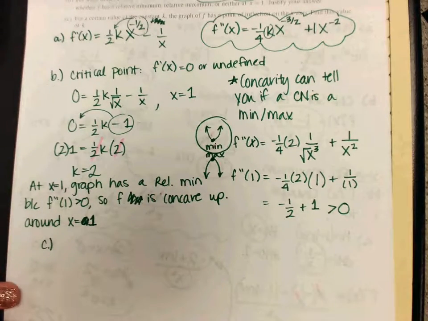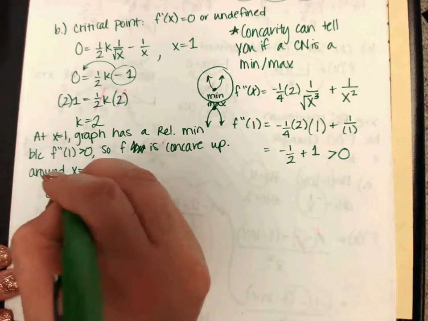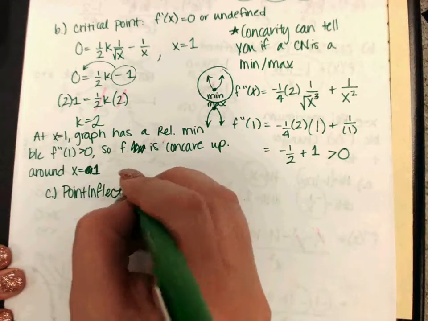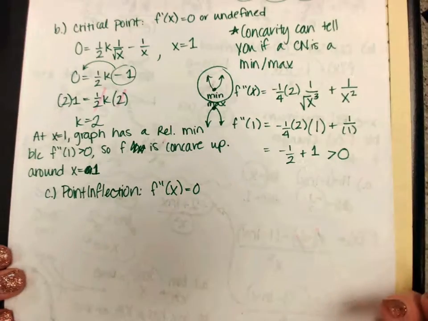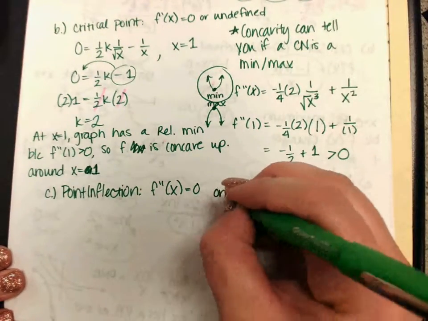For a certain value k, the graph has a point of inflection on the x-axis. Find this value of k. So a couple of important things here. First thing I need is a point of inflection. And I know a point of inflection is when f double prime of x equals 0. And then it says it needs to happen on the x-axis.